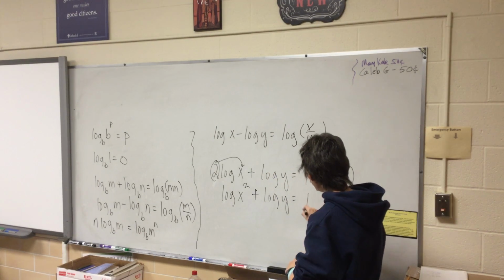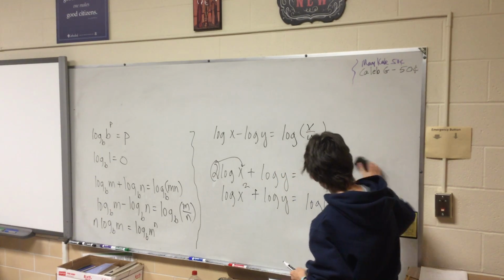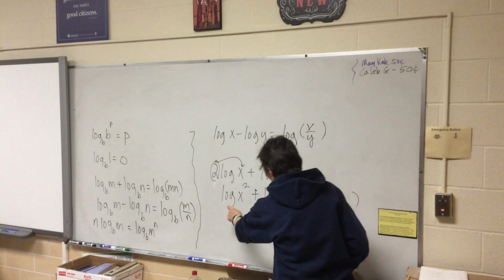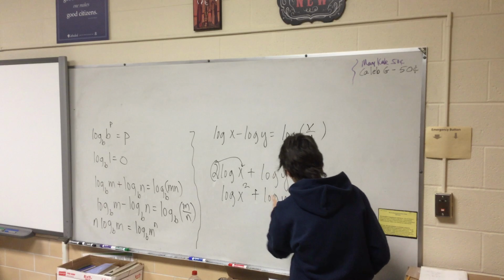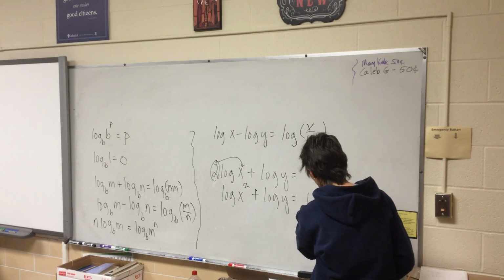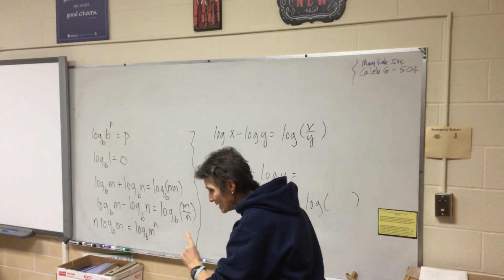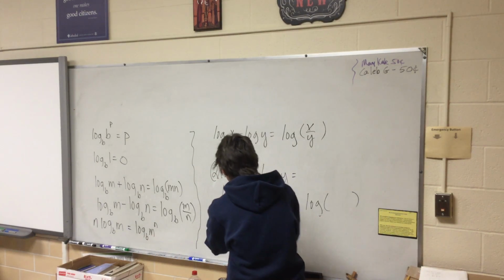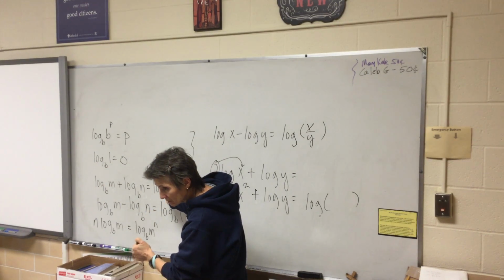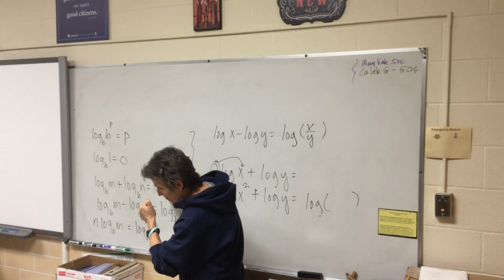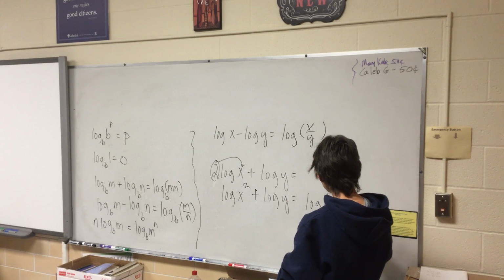Now I need to combine this into one logarithm, okay? These two are being added. So when I combine them into one, what's going to be happening inside this parentheses? It is not going to be an add. When I combine and add, it becomes a multiplication. Yes, thank you. It becomes a multiply.